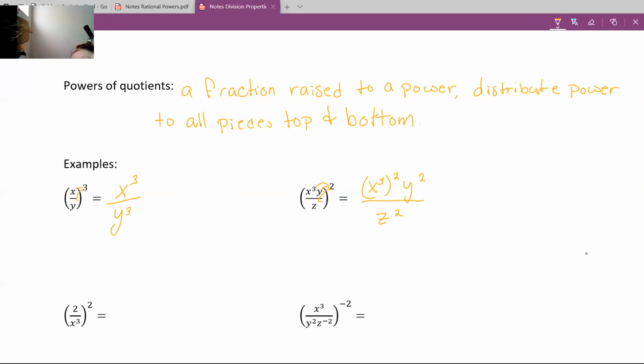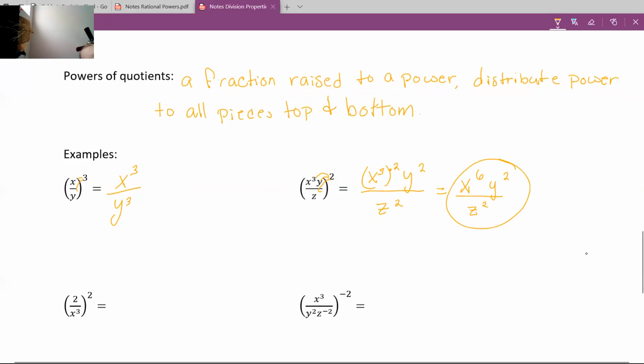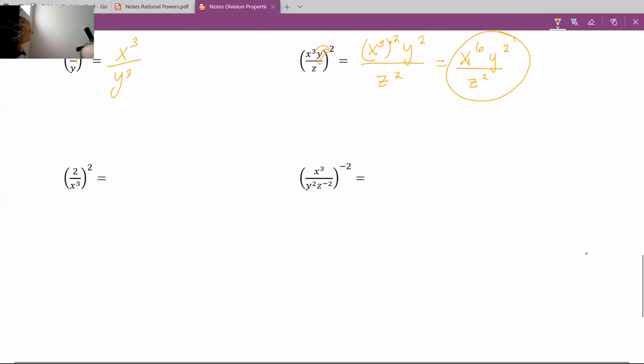But don't forget our rule from last time. A power raised to a power, I need to multiply. So 3 times 2, that gives me x to the 6th, y squared, all over z squared. And that is my final answer. So we might have to use our rules from earlier to solve some of these too.